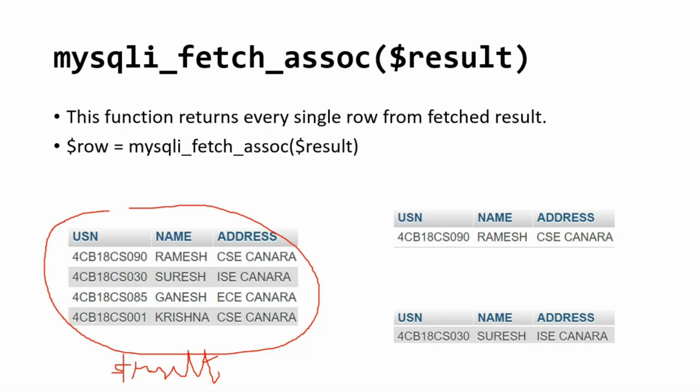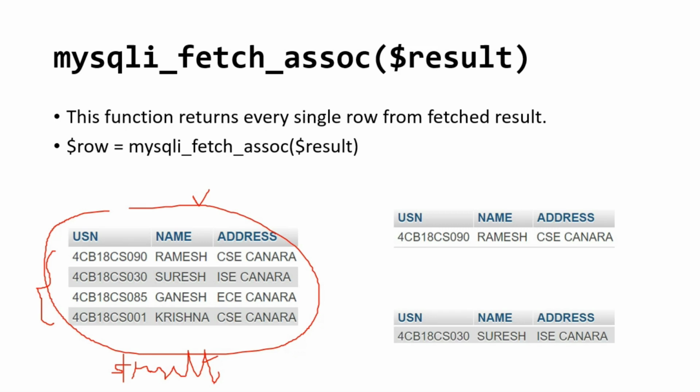What is select star? I am fetching everything. I know that in my table only 4 rows are there, and all 4 rows are fetched. So $result looks something like this table, because I have fetched the entire table. Now, how can I process the entire table in PHP? For PHP we require individual values.